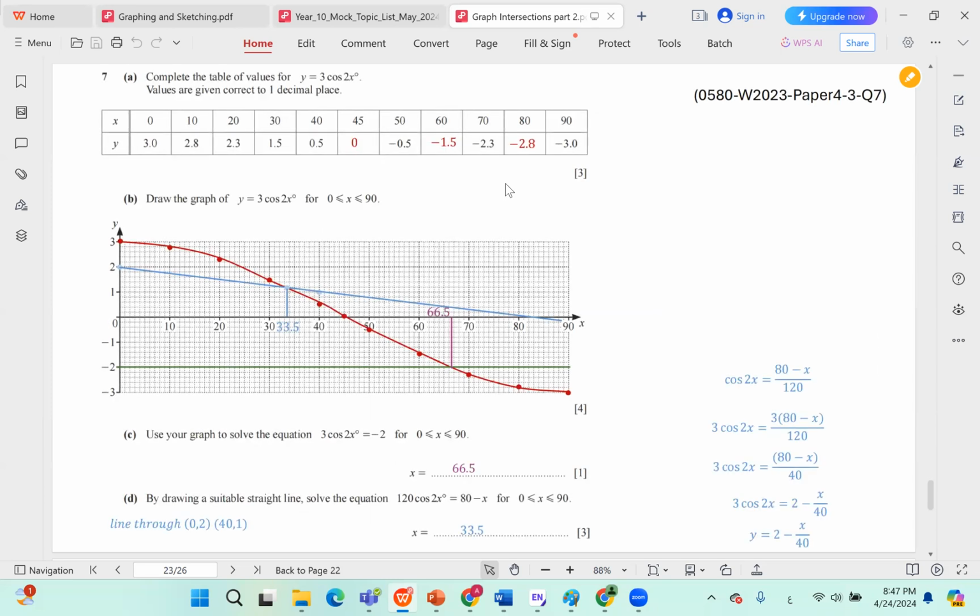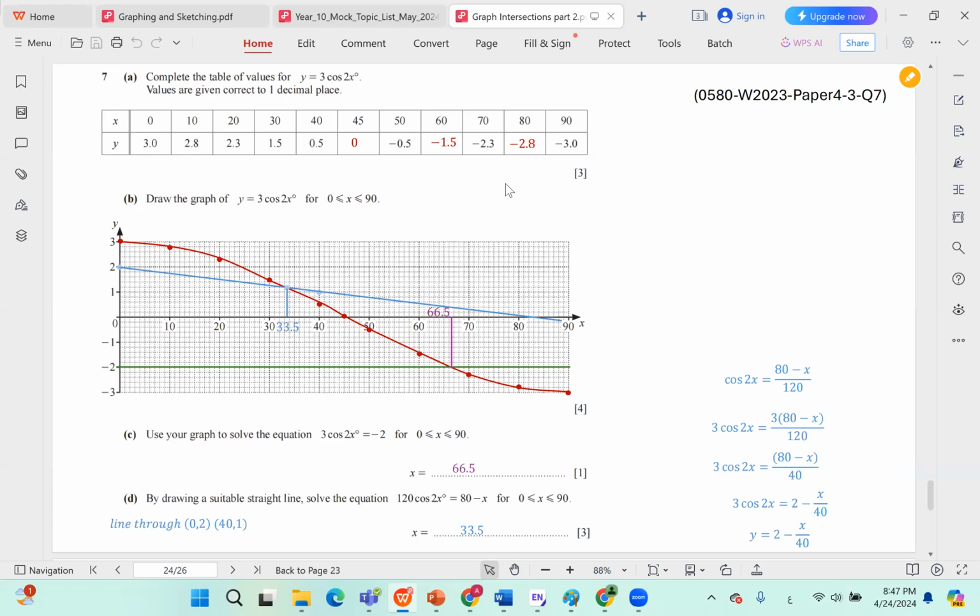In question 7, we are told to complete the table of values for y equals 3 cosine 2x. This is our final question. I included it here because this is the first time we get a trigonometric function. You don't really need knowledge of trigonometry to solve this. All you have to do is follow the same procedure that we followed in the previous problems. We plug these values into the equation to get the y values. After we do that, we draw the graph, same as always.